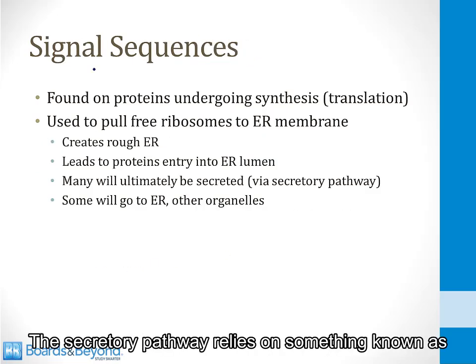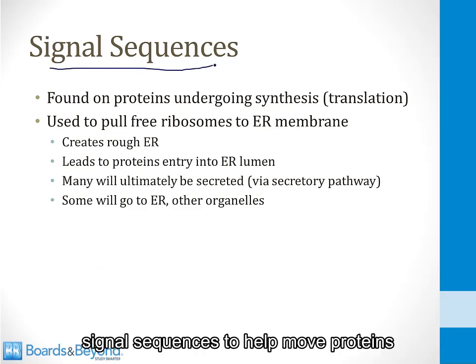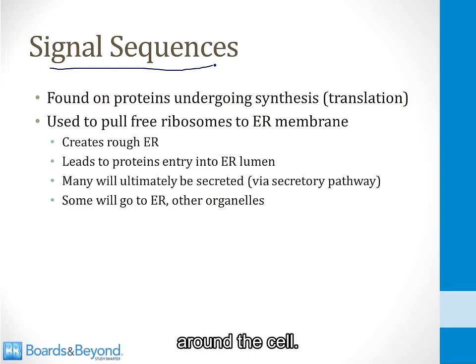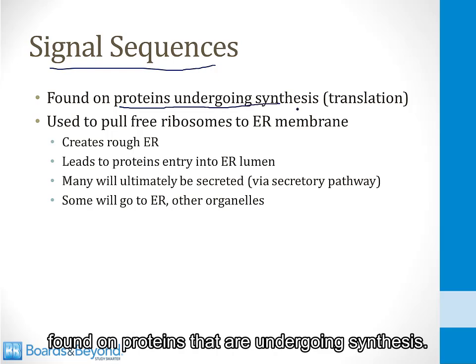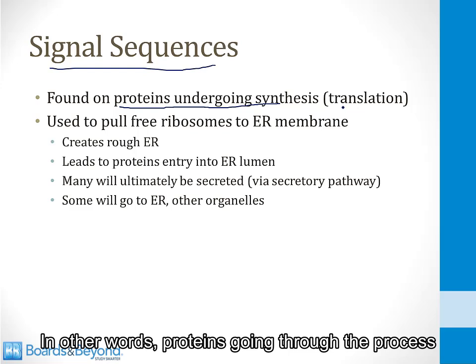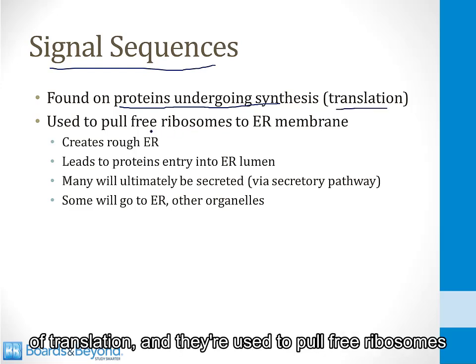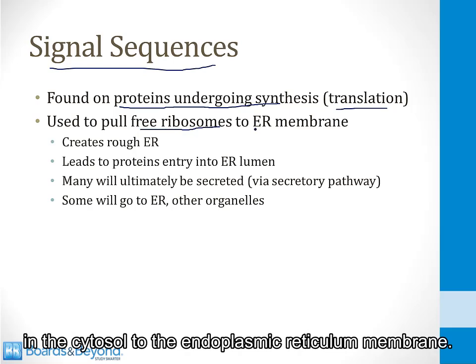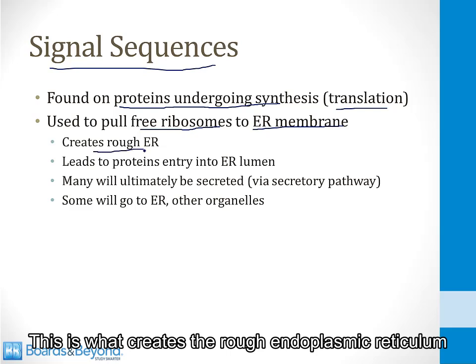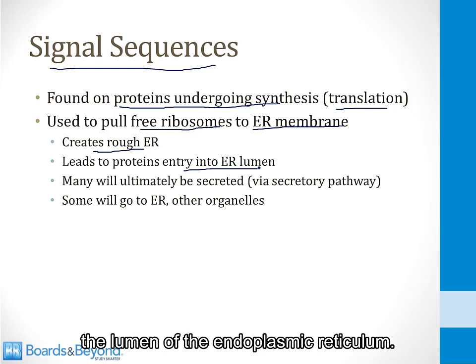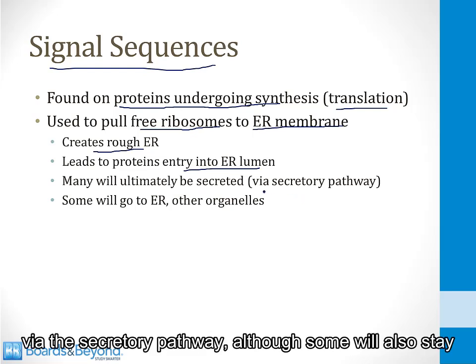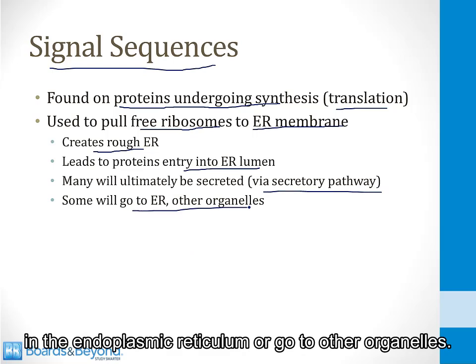The secretory pathway relies on something known as signal sequences to help move proteins around the cell. Signal sequences are short molecular sequences found on proteins that are undergoing synthesis. In other words, proteins going through the process of translation. And they are used to pull free ribosomes in the cytosol to the endoplasmic reticulum membrane. This is what creates the rough endoplasmic reticulum, and it leads to proteins entering the lumen of the endoplasmic reticulum. Many of these will ultimately be secreted via the secretory pathway, although some will also stay in the endoplasmic reticulum or go to other organelles.